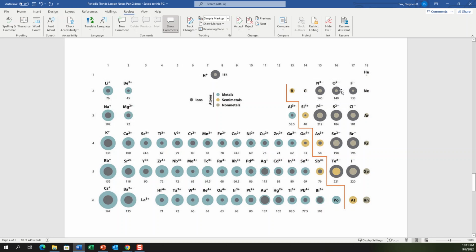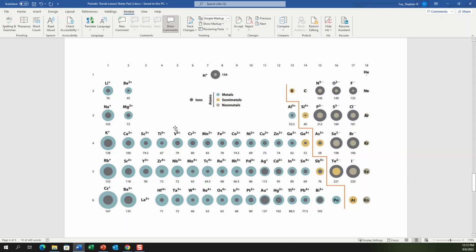N3 minus, O2 minus, F1 minus, they all have the same electron configuration as neon. Sodium 1 plus, magnesium 2 plus, aluminum 3 plus, and we'll go silicon 4 plus, all of those would have the same electron configuration as neon. So all of these things have the same electron configuration as neon, but of all of those, silicon 4 plus would be the smallest, and N3 minus would be the biggest. So it would go from biggest down to smallest.